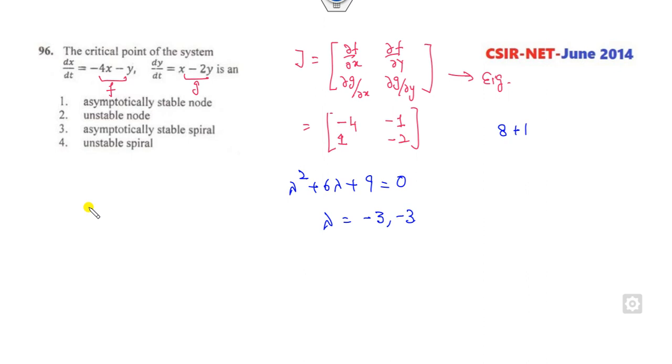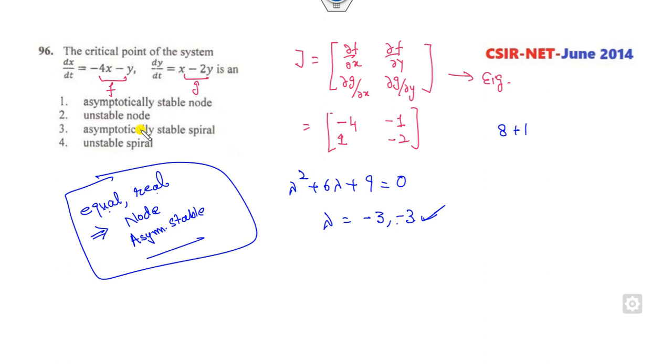Fine. Now what is that? They are equal roots. That's the meaning of this. Once they are equal roots and real, you can say it is a node which is asymptotically stable. You can see my previous part one of this PYQ video on differential equations, where I have given a chart where you can easily find this summary. So once they are equal and real, it's a node. Spiral is cancelled, it's an asymptotically stable node. The first option is correct, and the rest of the options are cancelled.